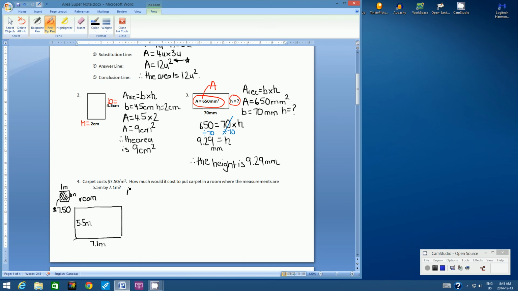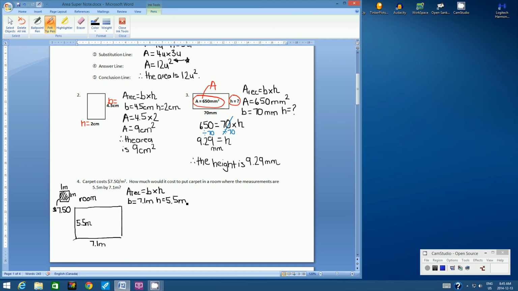So line number 1 is the formula line. Area of a rectangle equals base times height. The second line is our information line. So what do we know? We know that the longer side is the base. The longer side is 7.1 meters. And that the shorter side is the height. The height is 5.5 meters.